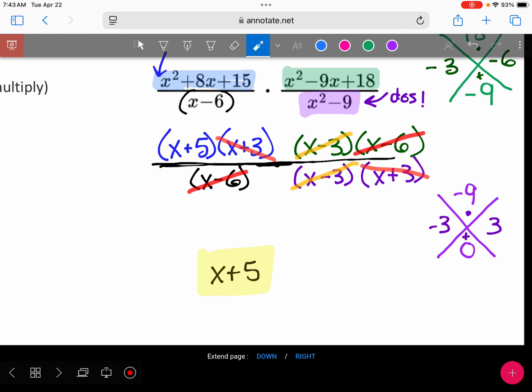Questions on this one? I was going to say, because it's a little extra, but once we get the hang of it, it's not brutal. We got one more.